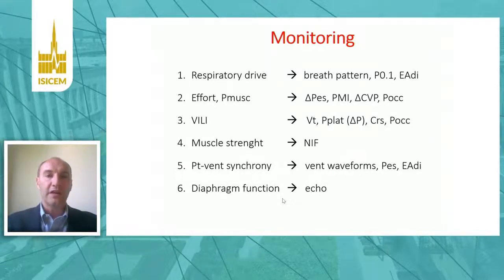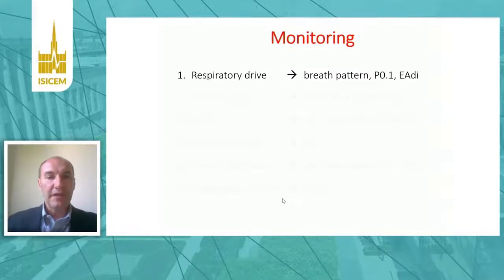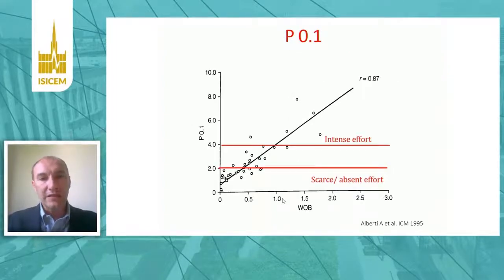The patient must be monitored very closely, and we have to monitor all the components, all the parameters that in some way can contribute to the development of self-inflicted lung injury and of ventilation-induced lung injury. So the first point is we want to monitor respiratory drive. And to monitor respiratory drive, besides breathing pattern, which is clearly very important, we can use electrical activity of the diaphragm and P0.1. And I want to remind you that P0.1 is extremely simple because it's displayed on basically all commercially available ventilators. And P0.1 is a very important parameter.